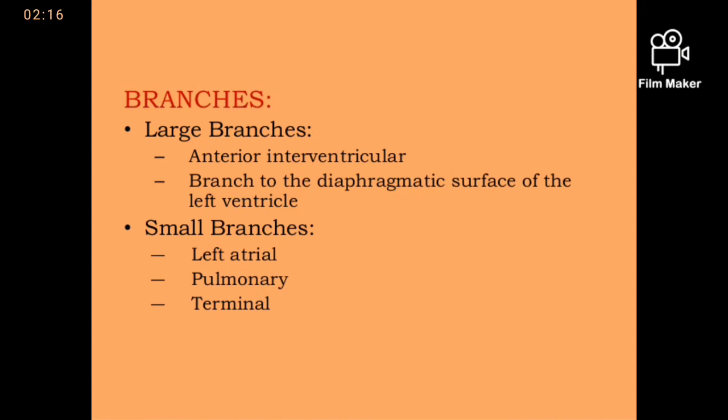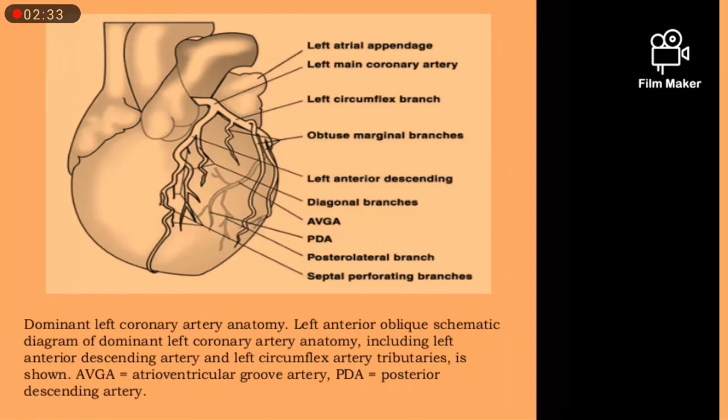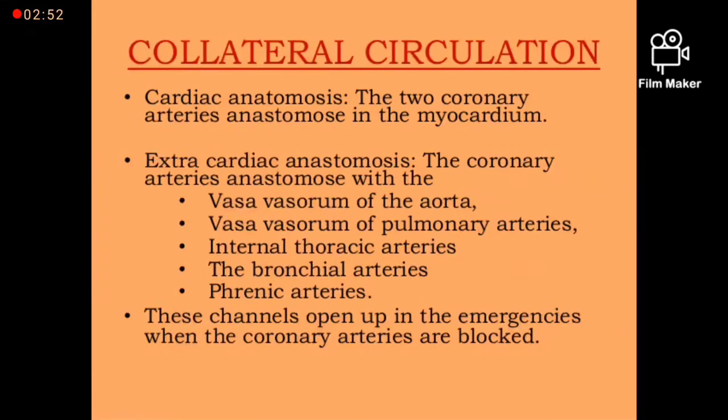Branches: large branches anterior interventricular, branches to the diaphragmatic surface of the left ventricle. Small branches left atrial, pulmonary, and terminal. Here you can see the diagram: left atrial appendages and branches. The areas of distribution: left atrium, greater part of the left ventricle except the area adjoining the posterior interventricular groove, a small part of the right ventricle adjoining the anterior interventricular groove, anterior part of the interventricular septum.